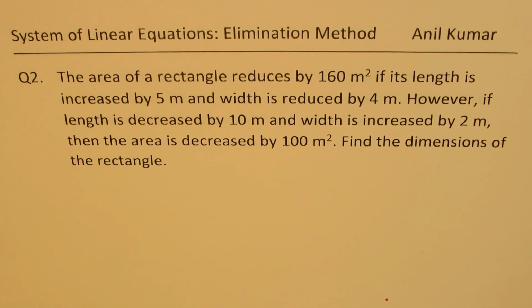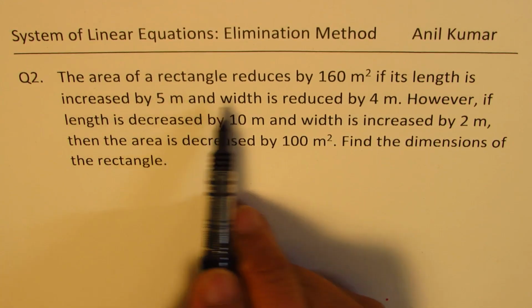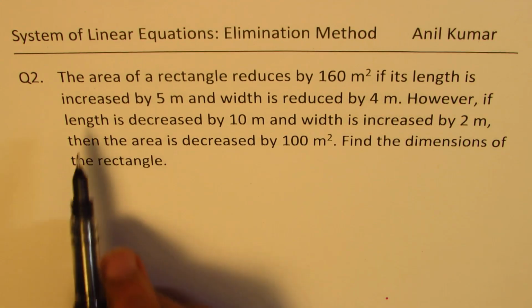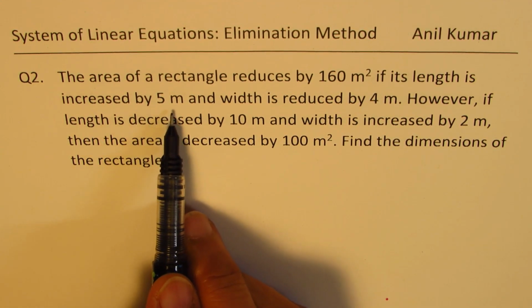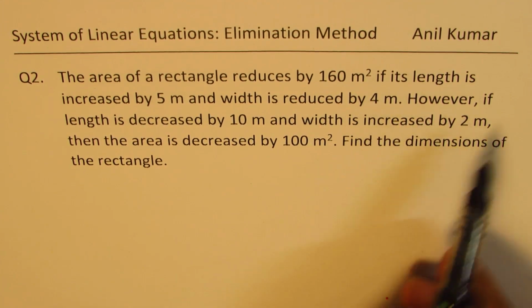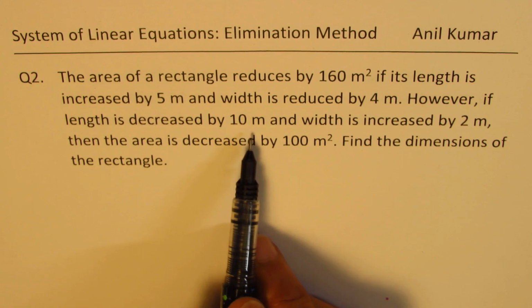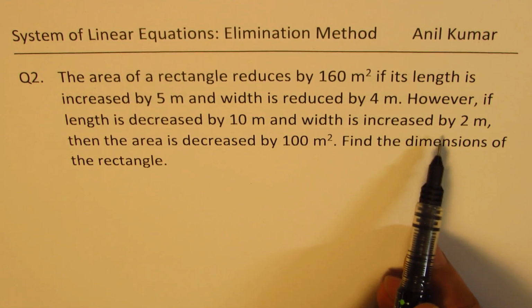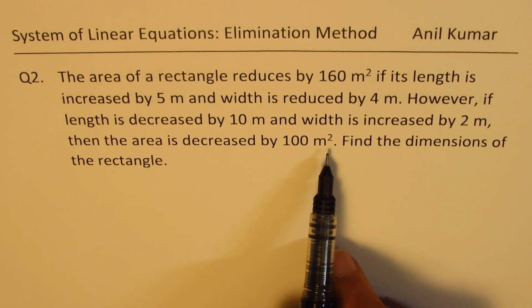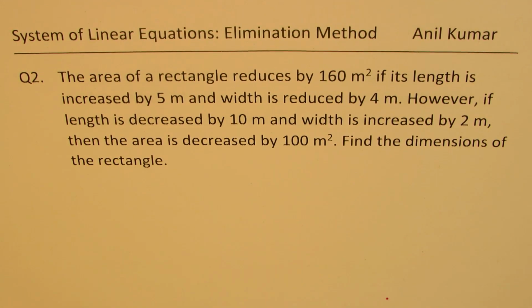Question number 2. The area of a rectangle reduces by 160 meters square if its length is increased by 5 meters and width is reduced by 4 meters. However, if the length is decreased by 10 meters and width is increased by 2 meters, then the area is decreased by 100 meters square. Find the dimensions of the rectangle.